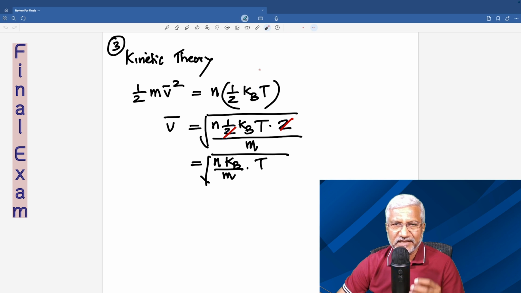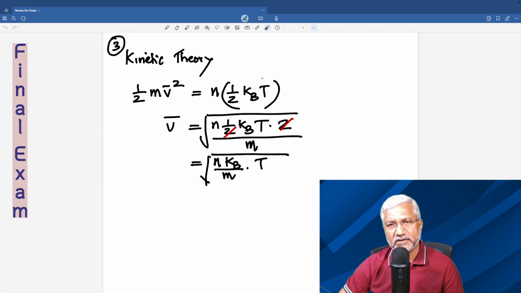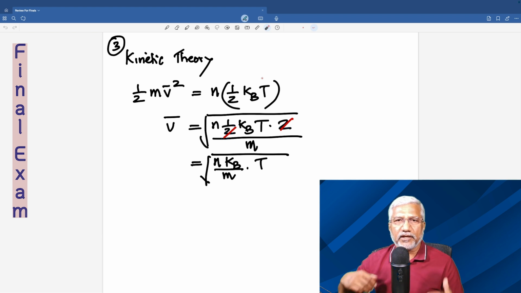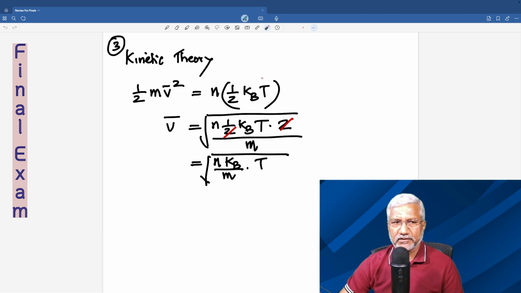Now T is the temperature in Kelvin. kB is a constant which is called the Boltzmann constant. So that's not very important here. What's important here is to know that the average kinetic energy is proportional to the temperature, which means if the temperature increases, then the average kinetic energy also increases. If the temperature doubles, the average kinetic energy also doubles.